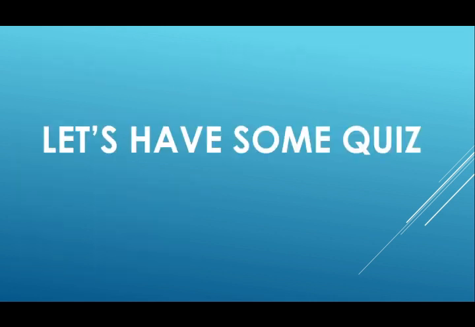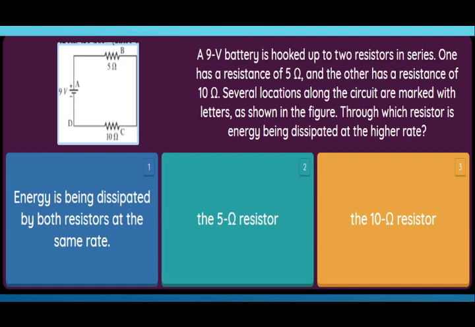Now, let's have some quiz. Number 1. A 9-volt battery is hooked up to 2 resistors in series. One has a resistance of 5 ohms and the other has a resistance of 10 ohms. Several locations along the circuit are marked with letters as shown in the figure. Through which resistor is energy being dissipated at a higher rate? The answer is 10 ohms.